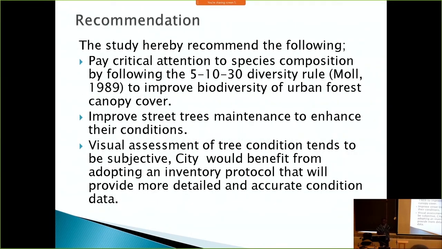So the study recommends that the city pay critical attention to species composition by following the 5-10-30 diversity rule, which was proposed by Santamour in 1990, and improve the street tree maintenance to enhance their conditions, because even though the ratings were based on visual assessment, rating the majority of the trees in fair condition isn't quite encouraging. We also realize that the visual assessment of tree condition tends to be subjective, as I earlier said, so the city should rather adopt an inventory protocol that will provide more detailed and accurate scientific data.